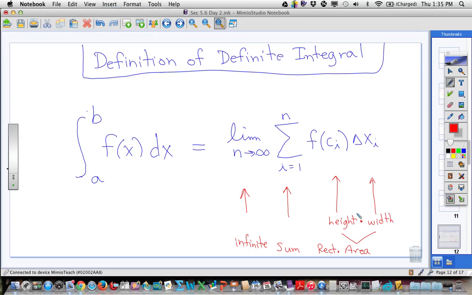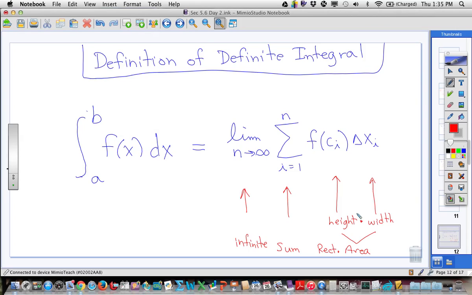Okay? What this is saying is that the area under a curve, f of x, from A to B, is calculating rectangle areas. F of c sub i is the rectangle height. Delta x of i is the rectangle width. When you multiply those two, you get area. So I think you need all of that discussion, that this is a height, this is a width. You multiply it, you get a rectangle area.